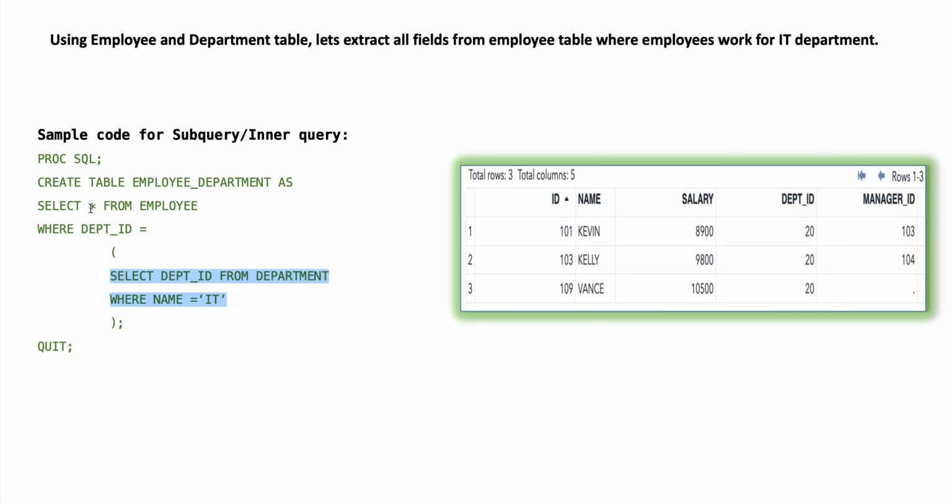Select all fields from the employee table where department ID equals 20, and we will get the result which is shown on the right side. It has 5 variables and only 3 records. All records have department ID number 20.